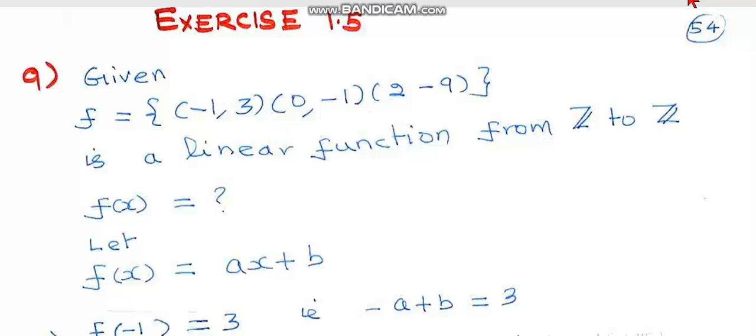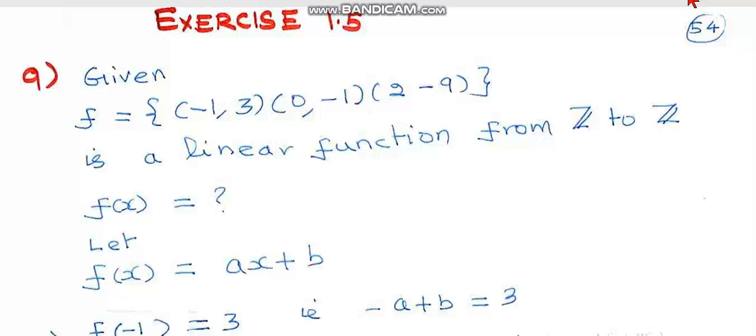Exercise 1.5, problem number 9. Given f equal to the set of ordered pairs (-1, 3), (0, -1), (2, -9) is a linear function from the set of integers to the set of integers. Then what is the function f of x?